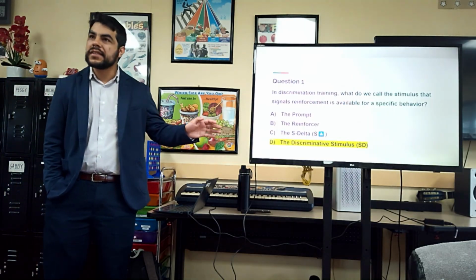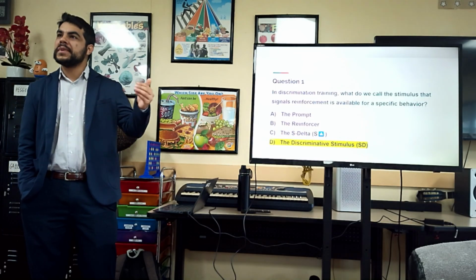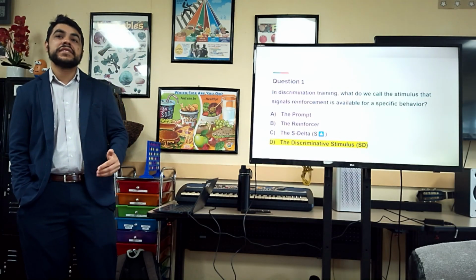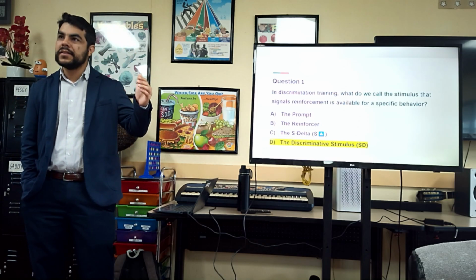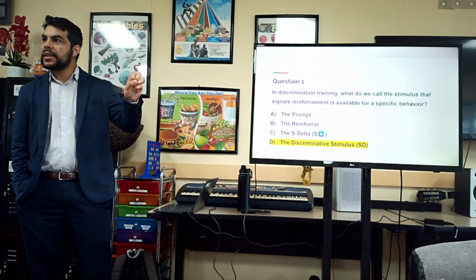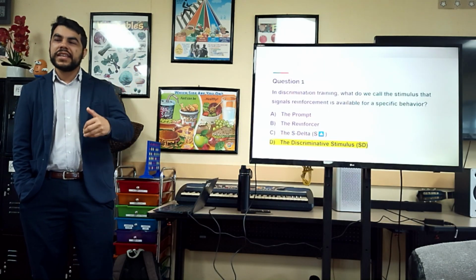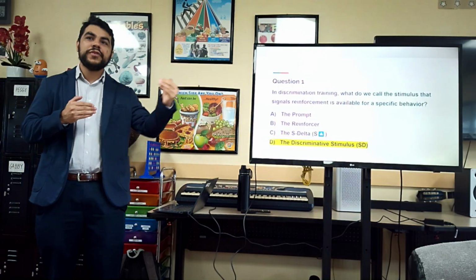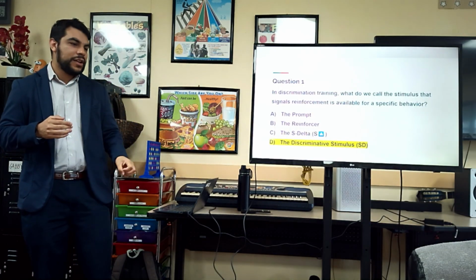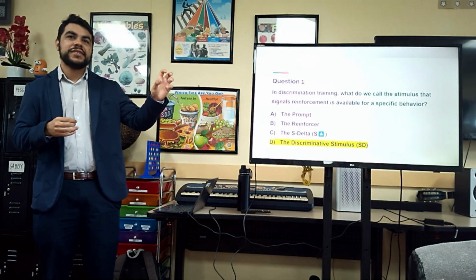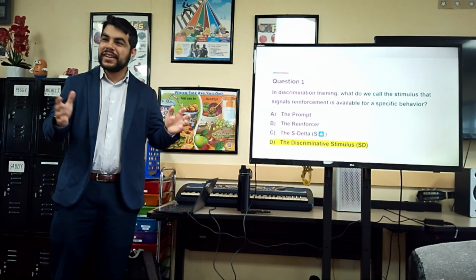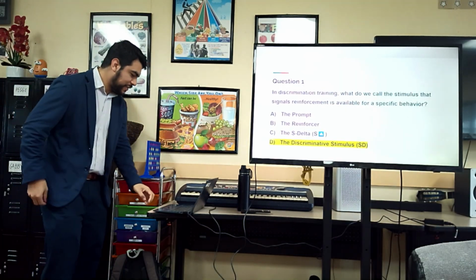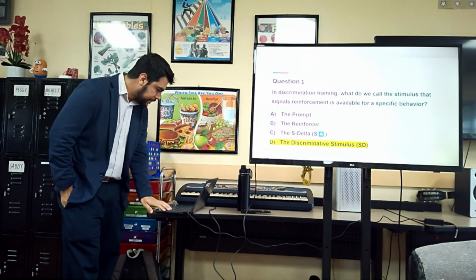What the S delta is, it's pretty much the opposite. It shows you that reinforcement is not available. So think of the green stoplight going on, telling you that you can get reinforcement by moving your vehicle forward by driving. Whereas with the red light, it tells you that reinforcement is not available. You cannot drive. Otherwise, things wouldn't end so great for you. Great.